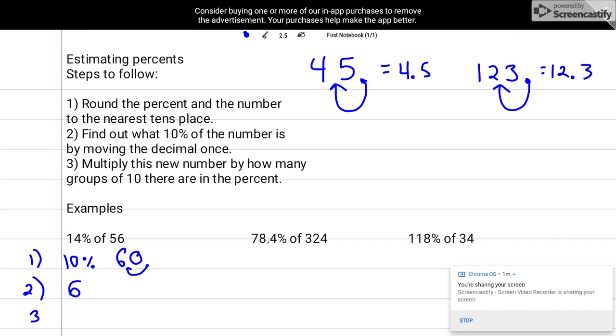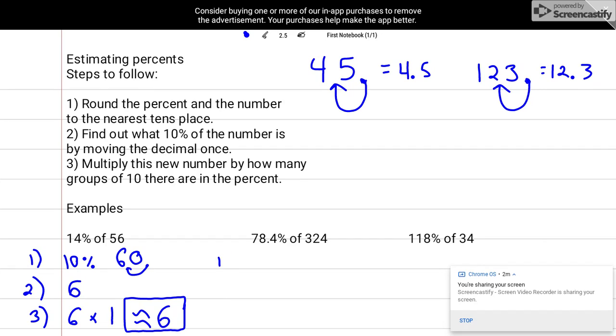My last step is to multiply 6 by how many groups of 10 there are in the percent. Since there's just one group of 10, I'm going to multiply it by 6. So I'm going to get approximately an answer of 6. It's not going to be equals because we are estimating, so you have to use that notation. Let's look at the next one.